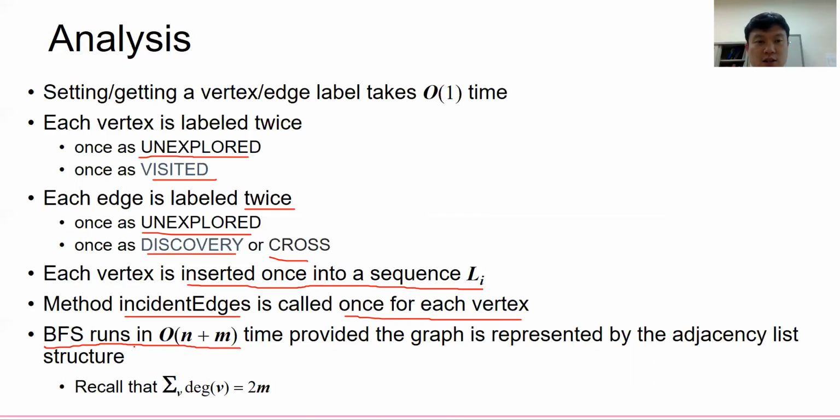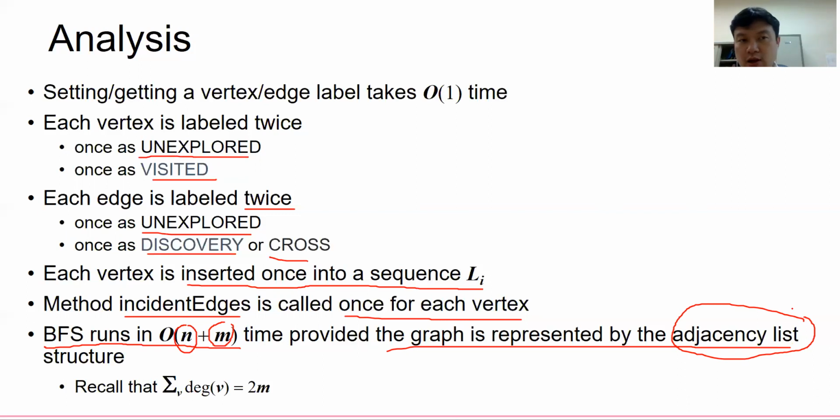Okay? N is the number of nodes and M is the number of edges, provided the graph is represented by the adjacency list. Okay, do still remember the adjacency list: we have the adjacency list, we have the edge list, and we have the matrix. So using the adjacency list, the computational time will be N plus M. Please remember that you need to understand the big O, because whenever you do an algorithm, I will ask you to measure the big O.